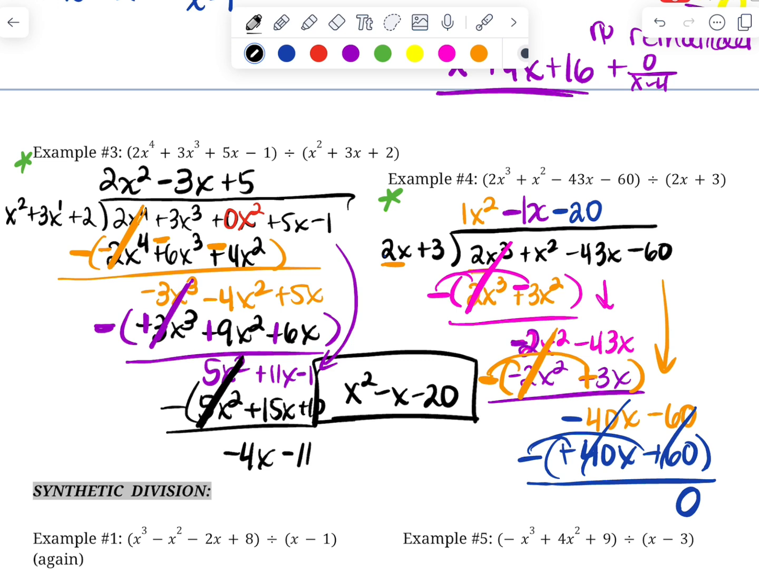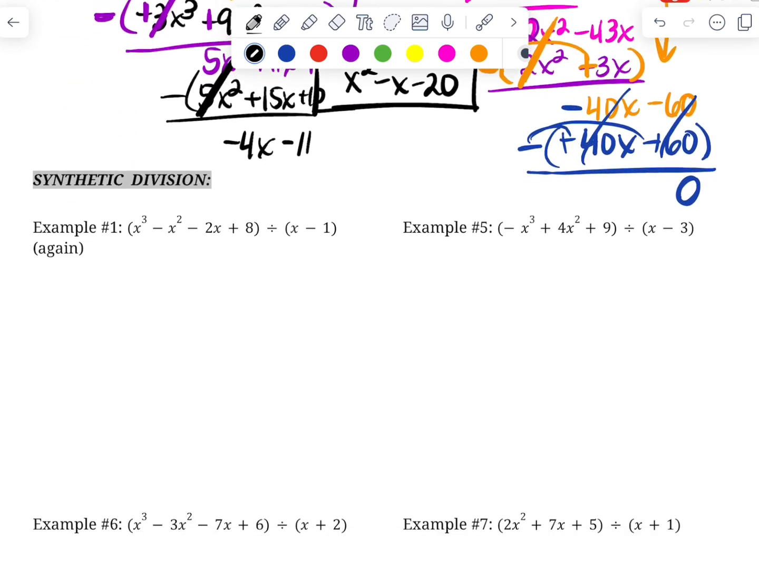Okay, so I had a remainder. So my final answer is going to be 2x squared minus 3x plus 5, and then plus negative 4x minus 11 over x squared plus 3x plus 2. So this is our remainder. All right, so we had a remainder. That means that that quadratic I wrote is definitely not a factor of my polynomial.